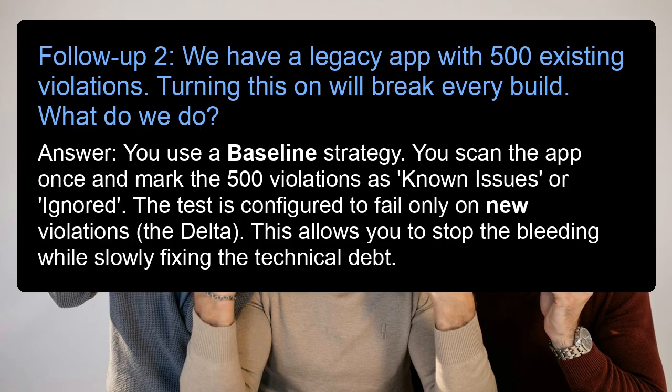Follow-up 2. We have a legacy app with 500 existing violations. Turning this on will break every build. What do we do? Answer: you use a baseline strategy. You scan the app once and mark the 500 violations as known issues or ignored. The test is configured to fail only on new violations, the delta. This allows you to stop the bleeding while slowly fixing the technical debt.